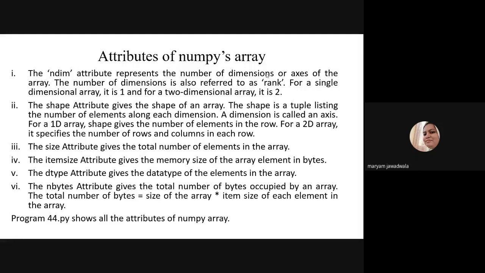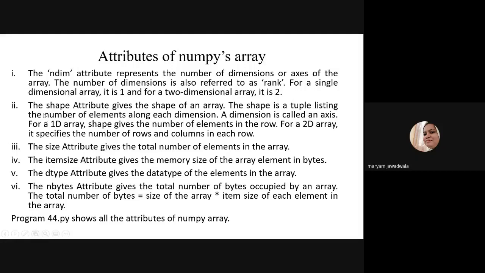So for a single dimensional array it is 1, and for a 2-dimensional array it is 2, right? And for a 3-dimensional array ndim is nothing but 3. So if I'm using the ndim attribute on a 1D array, then it will display 1, only one dimension is there. For a 2D array it will display 2, and for a 3D array it will display 3. Likewise, for an n-dimensional array it will display n, right? So hope you understand the ndim attribute means the number of dimensions or the rank of the matrix.